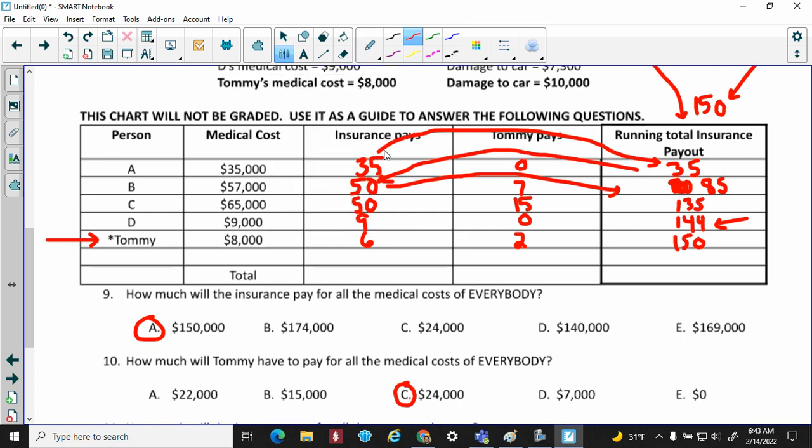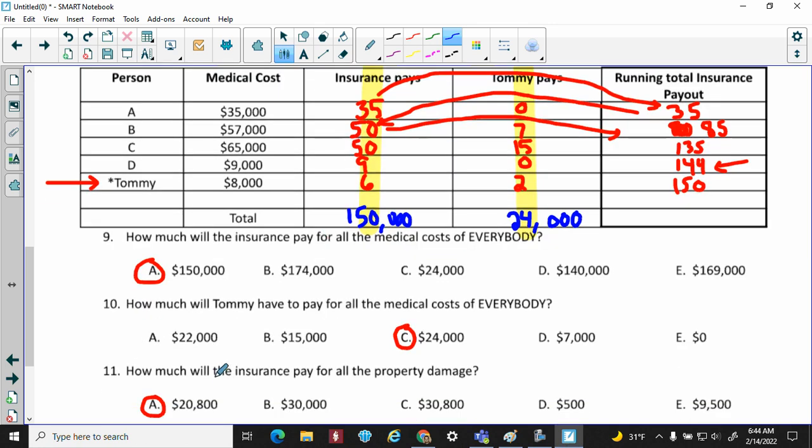How much does the insurance company pay? Well, let's just add up that column. How much does Tommy pay? Let's just add up that column. So when we add up the insurance column, we end up with 150,000. When we add up Tommy's column, this gives us 24,000. All right. So that's all the medical stuff.